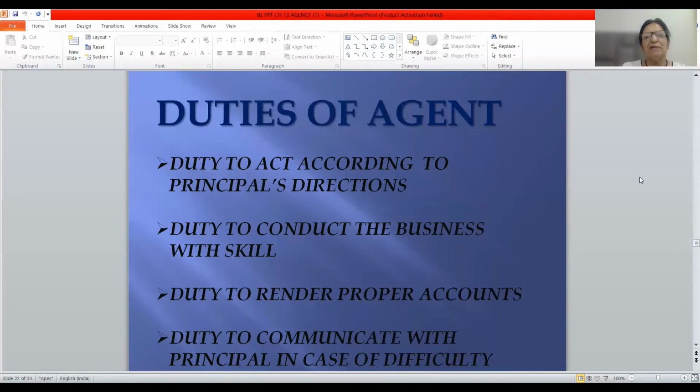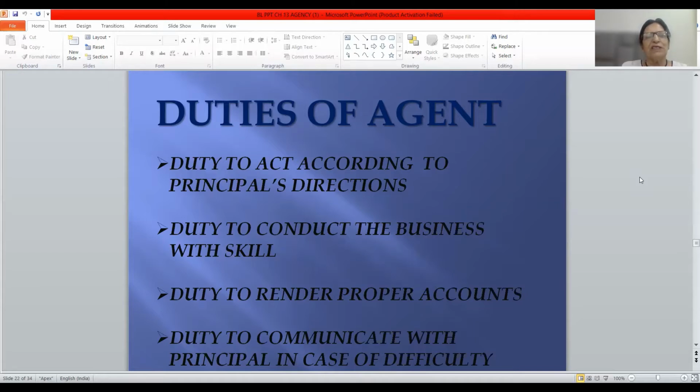Now, friends, I'll take up another heading, which is duties of agent. Duties of agent are the rights of principal, and rights of agent are the duties of principal. So I'll cover duties of agent and the rights of agent hurriedly, and then if a question is asked on the duties and rights of the principal, you can mold the answer accordingly. Only the difference will lie in the presentation. So let us start now.